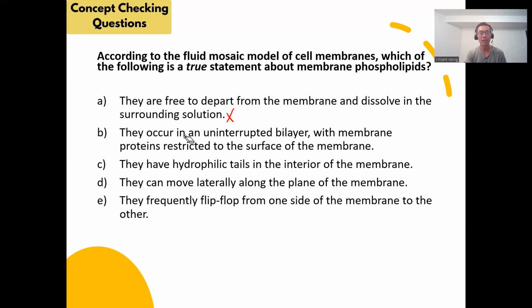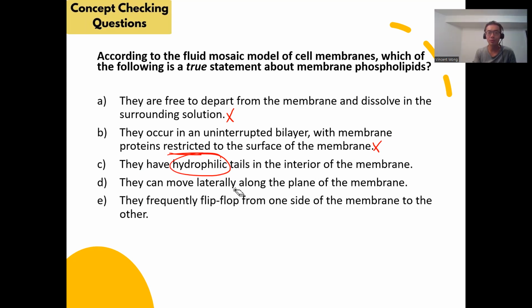They occur in an uninterrupted bilayer with membrane proteins restricted to the surface of the membrane. That's not true. They are not restricted to the surface of the membrane. As you saw, some go right through, some are found on the inside, right? So not just on the surface. They have hydrophilic tails in the interior of the membrane. That's not true. The tails are hydrophobic.